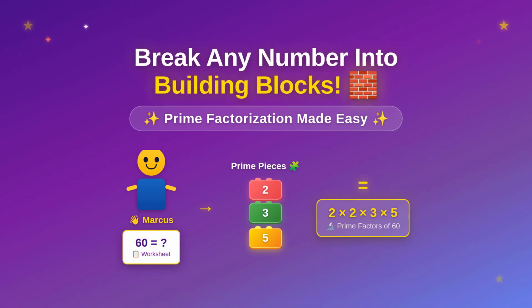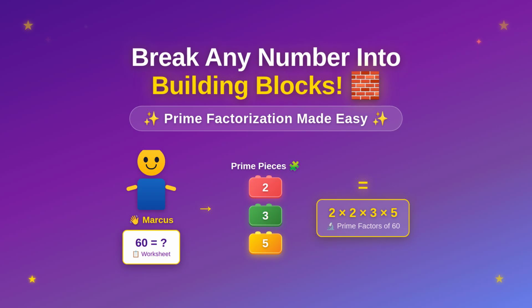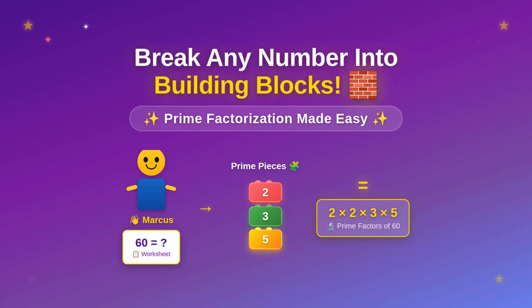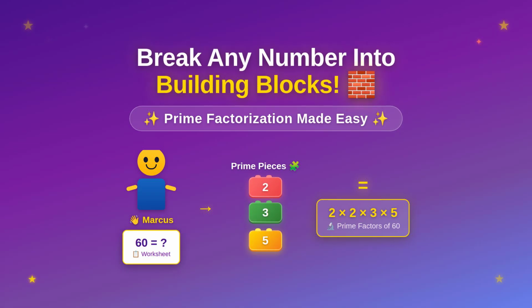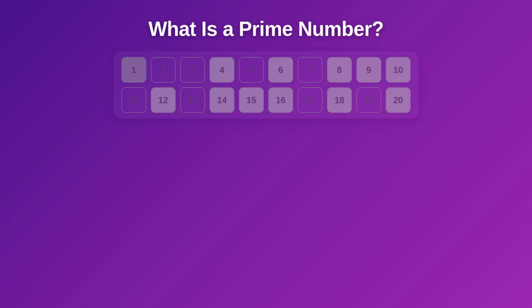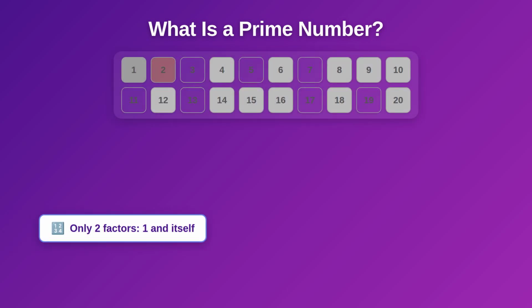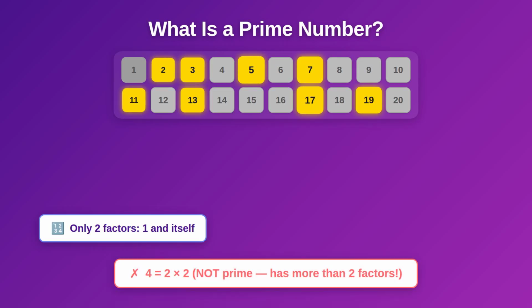By the end of this video, Marcus and you will be able to break apart any number like a math detective. Let's go. Before we can do prime factorization, we need to know what a prime number actually is. A prime number is a number greater than 1 that can only be divided evenly by 1 and itself. That's it, just 2 factors.